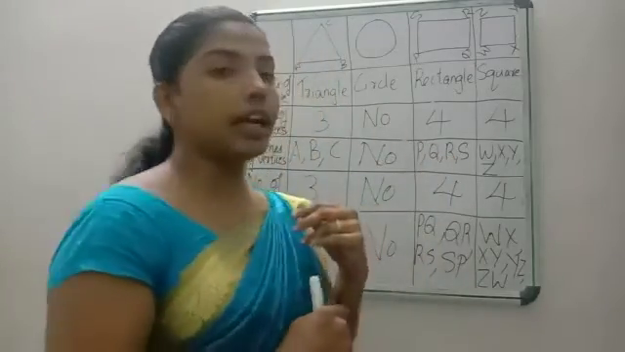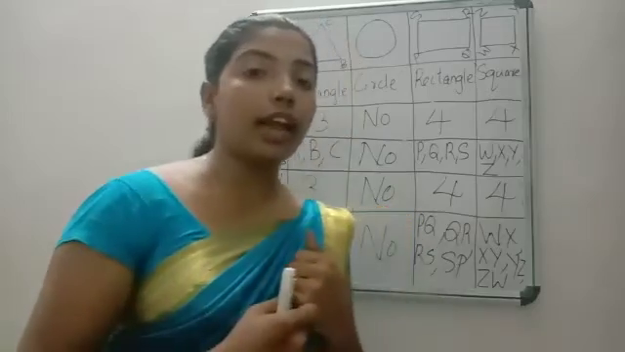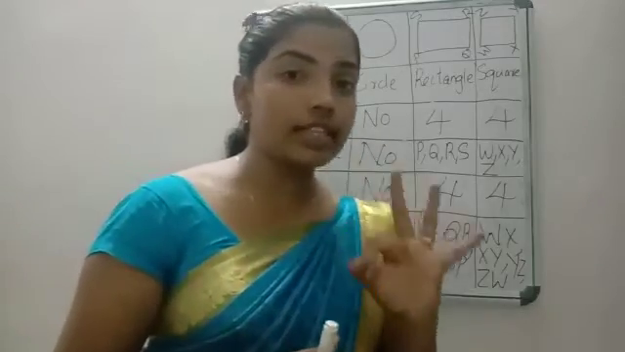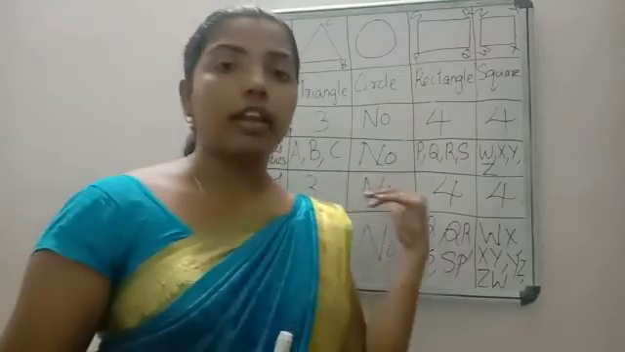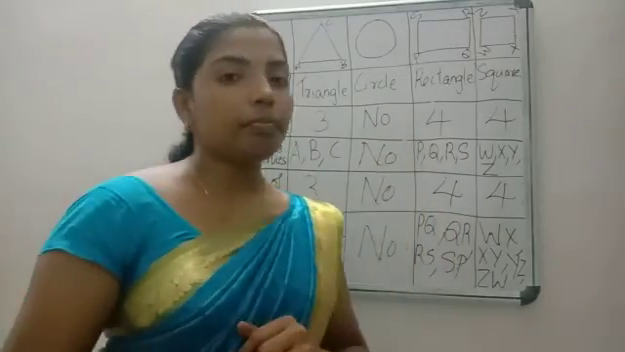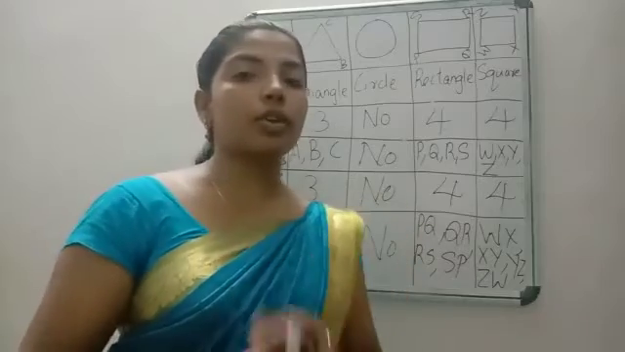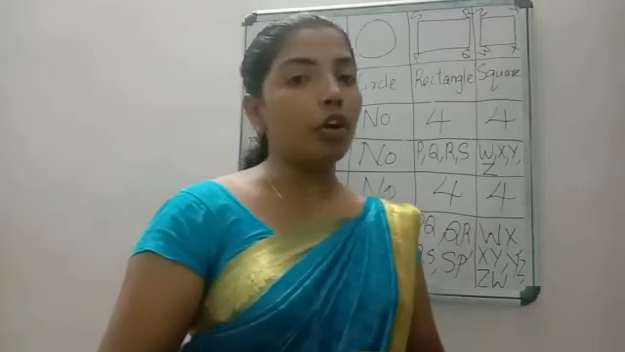Okay. Then we studied triangle. In the case of triangle, it has three sides and three vertices. Okay, only that much. And last, circle. Circle has no sides or no vertices. I hope all of you understood.